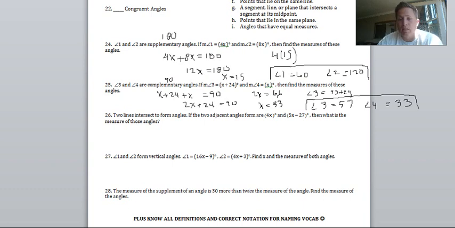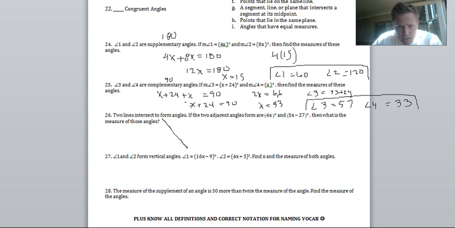Two lines intersect to form angles. If two lines intersect to form angles, and two adjacent angles are 4x and 5x, then what are the measures of those angles? This is going to be easiest for us if we just draw a picture, because this sounds like a lot of words, a lot of vocab.